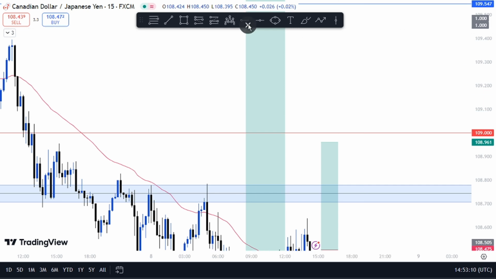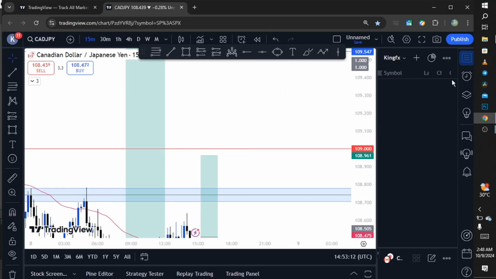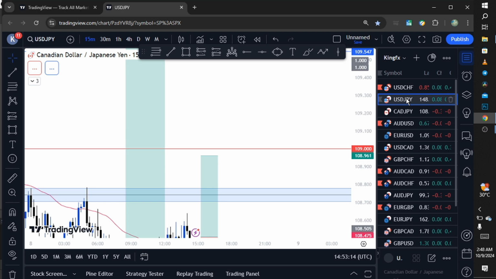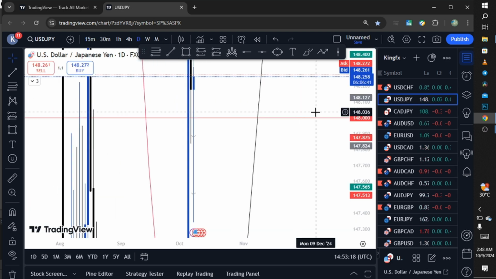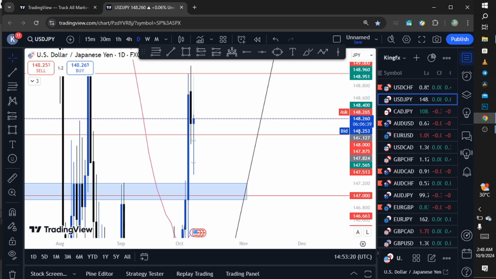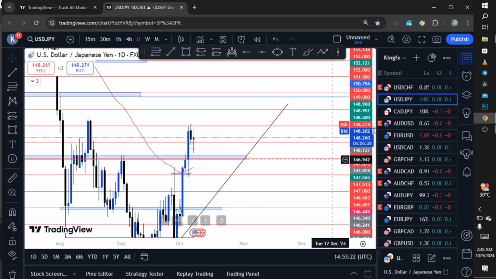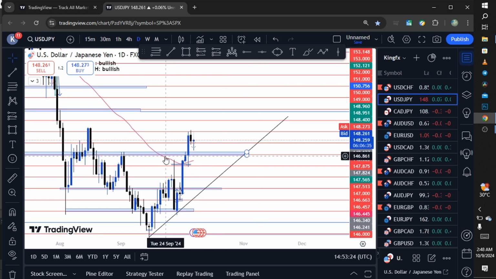The same thing applies to USDJPY and USD. So let me talk about USDJPY first. As we can see, USDJPY has also broken a structure.